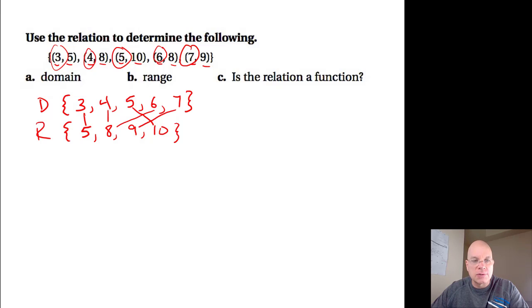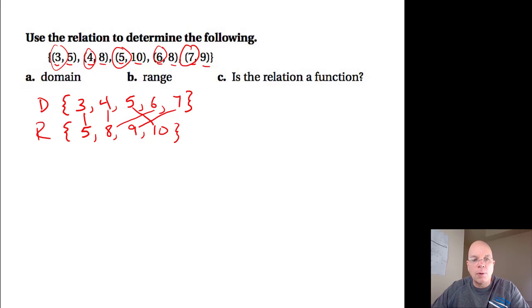Does 3 go to one specific member of the range? Yes, 3 goes to 5 specifically. Does 4 go to one specific member of the range, or value, I should say? Yes. Does 5 go to a specific value in the range? It specifically goes to 10. Does 6 go to a specific value in the range? Yes, it goes specifically to 8. It's not like 6 is going to 8 and 9. 6 is going specifically to 8.